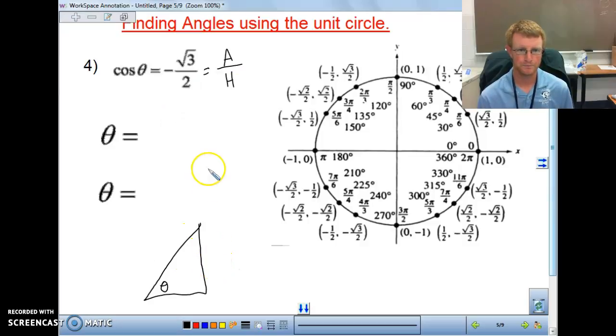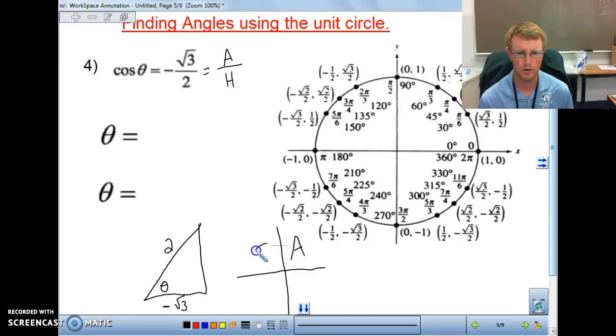I know that my adjacent side, and notice this negative sign here, is going to be square root of 3. My hypotenuse is going to be 2, because my hypotenuse always has to be positive, so I know my negative is coming right here. But again, this negative is not going to be that important.